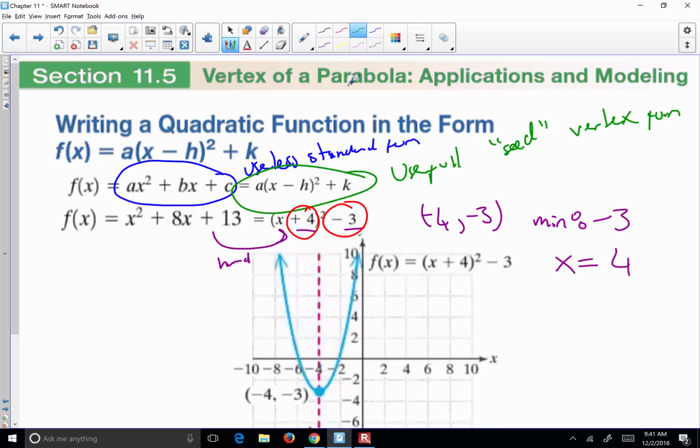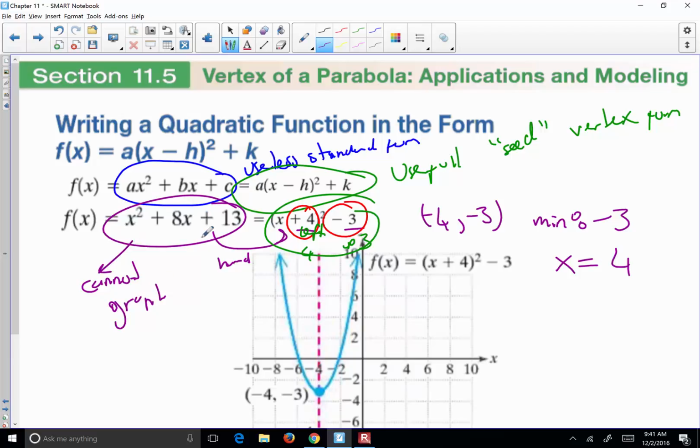Again, another benefit of having this form is you can graph quickly because this says left 4, down 3. I can quickly graph using this, but I cannot graph with this, because I don't know how 8x and 13 are going to shift things. But I can do it with +4 and -3. You can get this graph in 10 seconds with this, but not with this. That's another added bonus, okay?